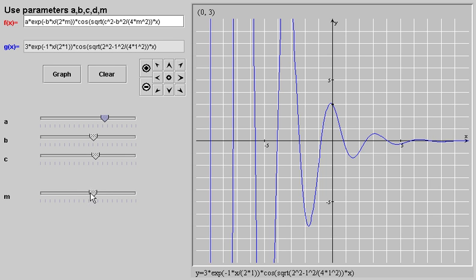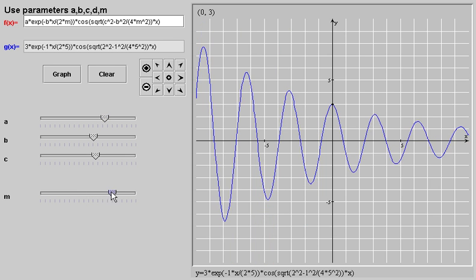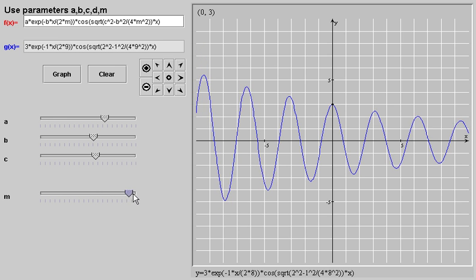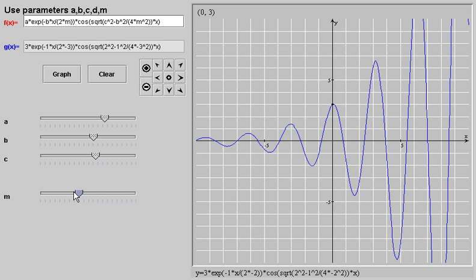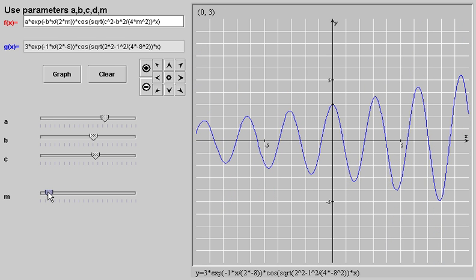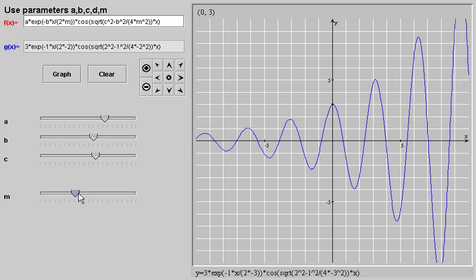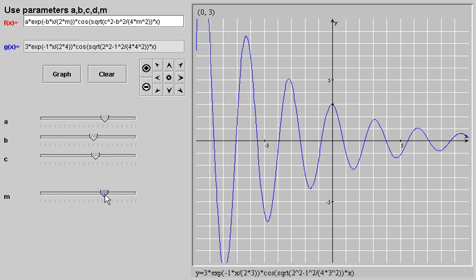And M has the effect of how much it oscillates. So look at this. Negative M, and it's unstable. The oscillations are growing as time goes forward.